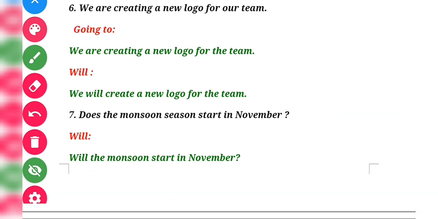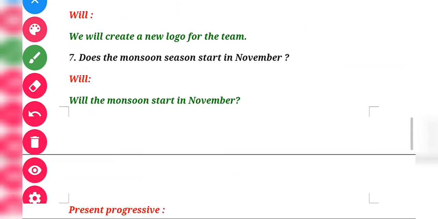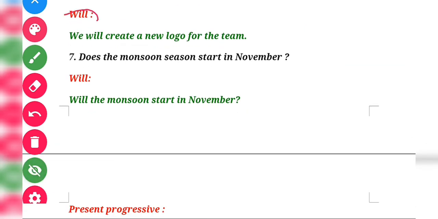Clear? Now the next part is saying that you have to change it with will. So we will create; see, will plus the first form, the base form. We will create a new logo for the team.